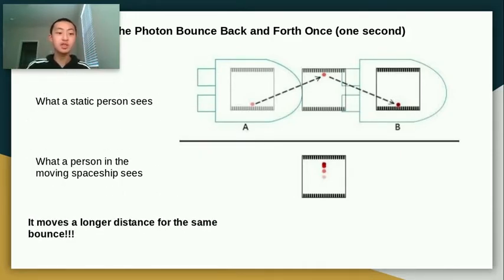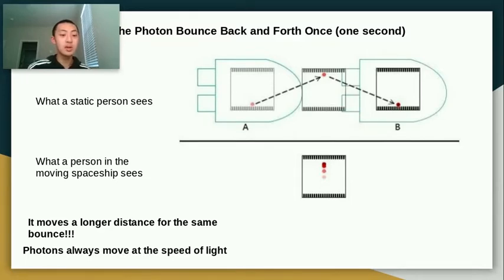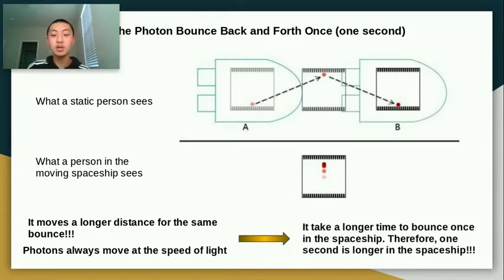In these pictures, we can find that it moves a longer distance for the same bounce outside the spaceship than inside it. And we also know that as photons are massless, photons always move at the speed of light. So the distance is longer and the speed is the same, then we know it takes a longer time to bounce once, therefore 1 second is longer in the spaceship.